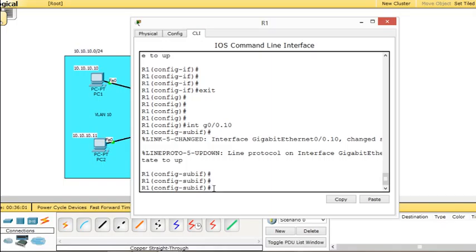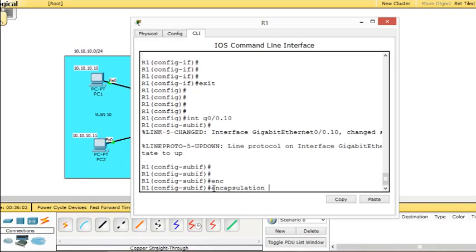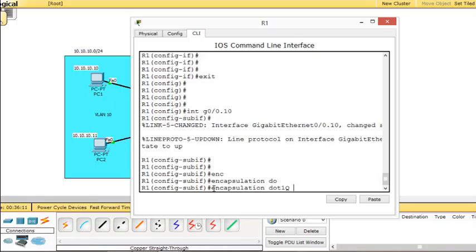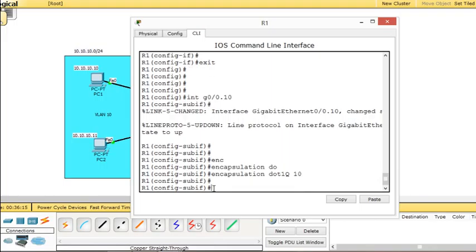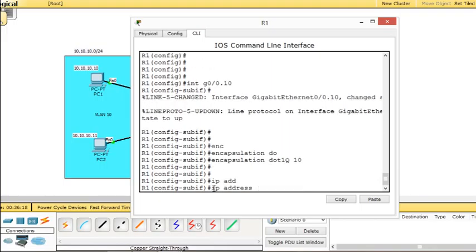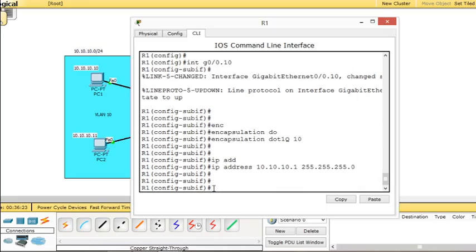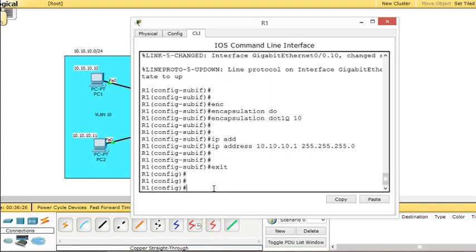Before we configure the IP address, we have to indicate the trunking protocol and the VLAN number. So it will be encapsulation dot1q, we'll use the .1Q protocol, and the VLAN number is 10. After this we can add the IP address, and that's it. Let's create the second sub-interface.